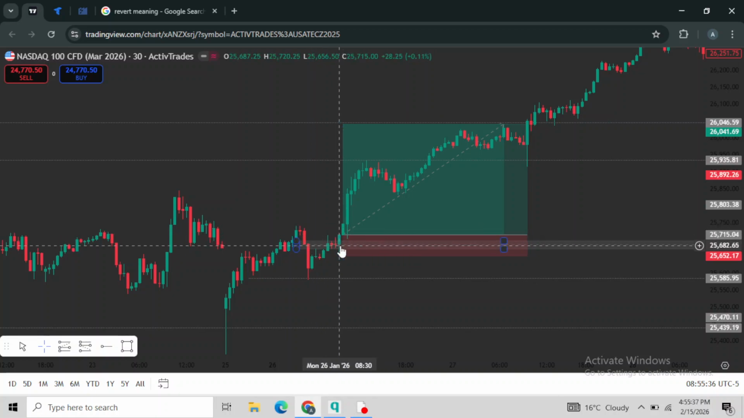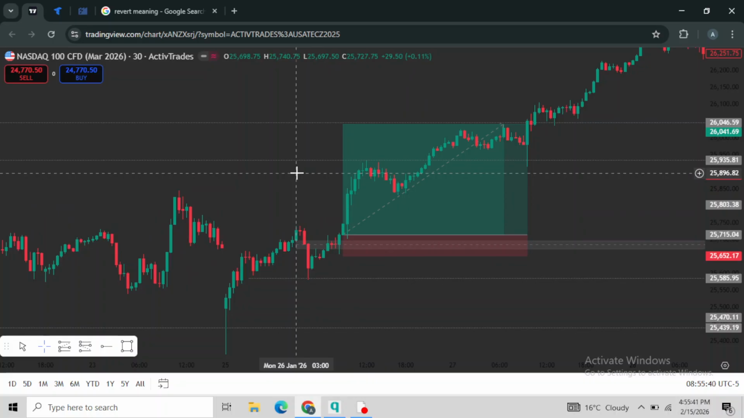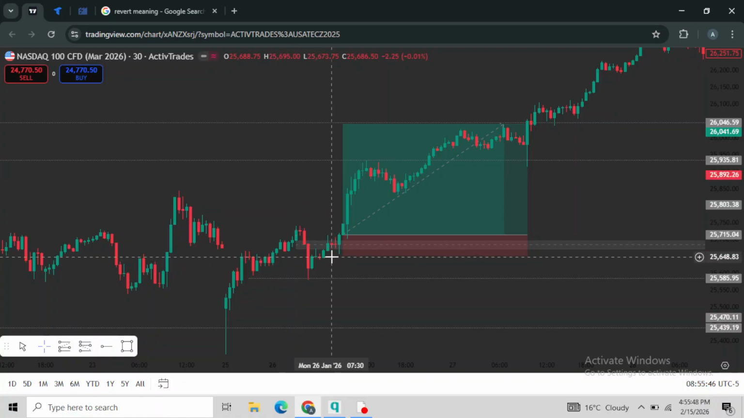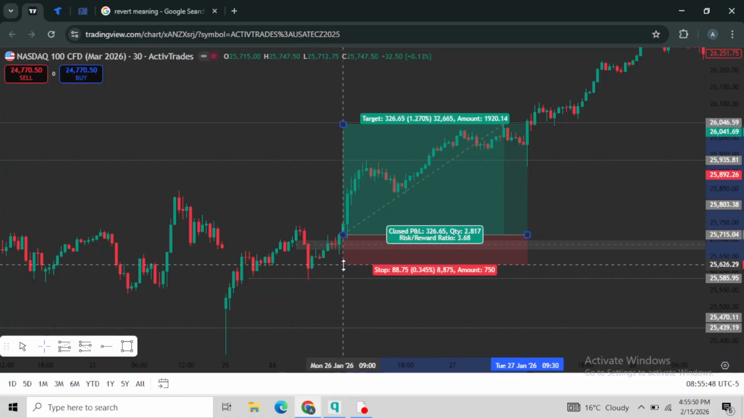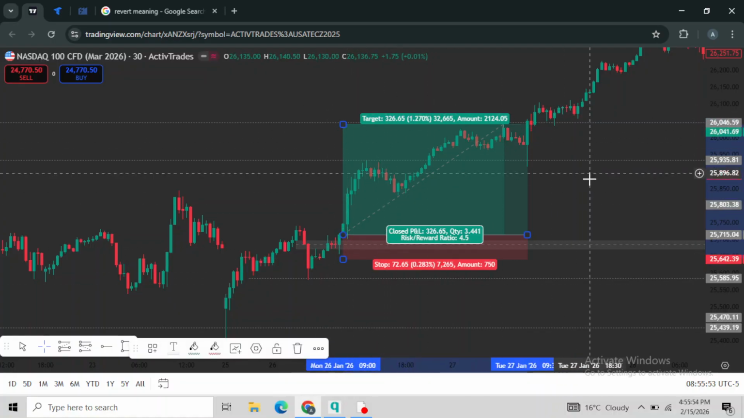Once this 30-minute candle closed bullish, confirming the buys are a go, I execute on my entry, and I put my stop loss there, and that is how it turned out.